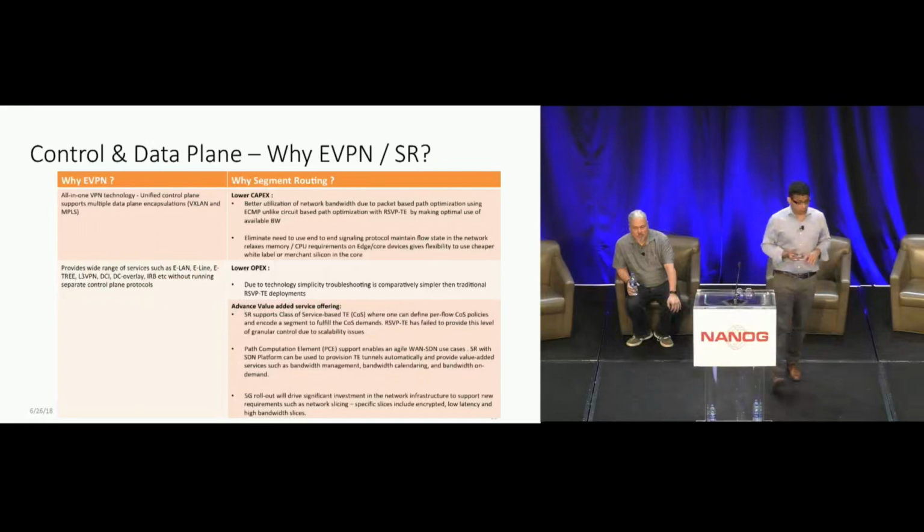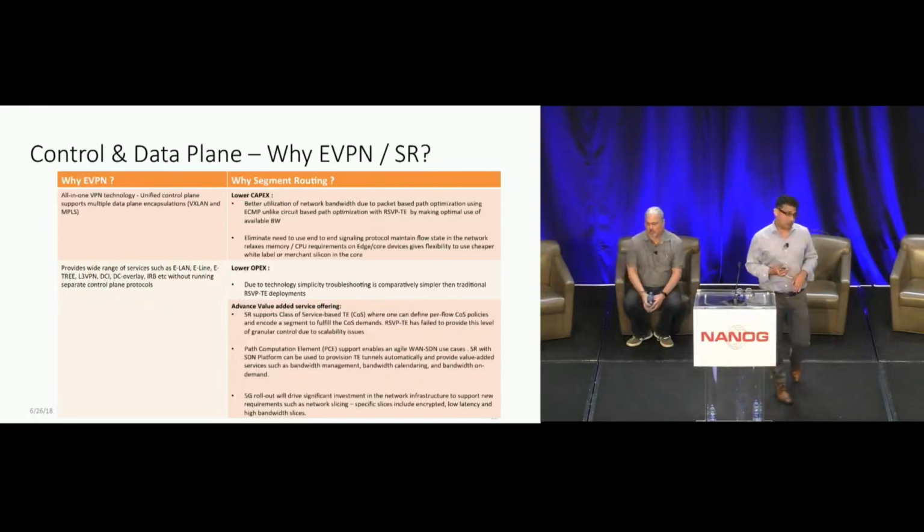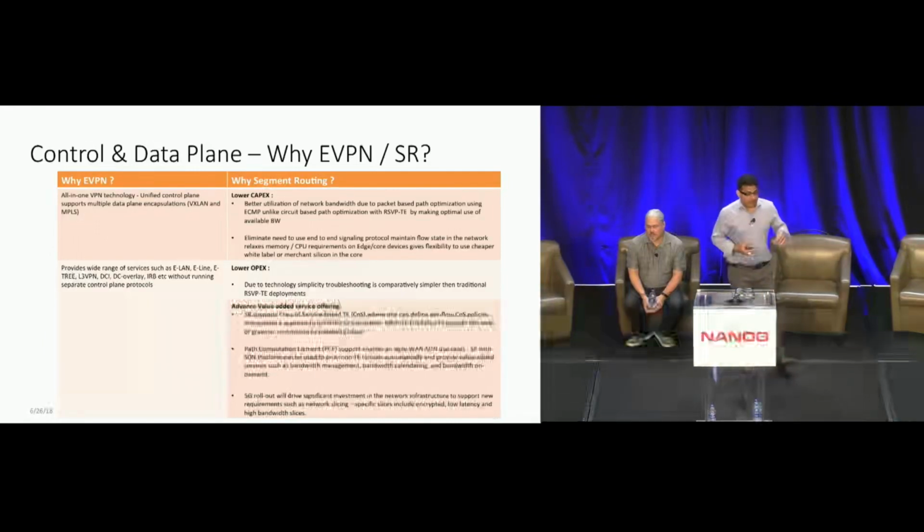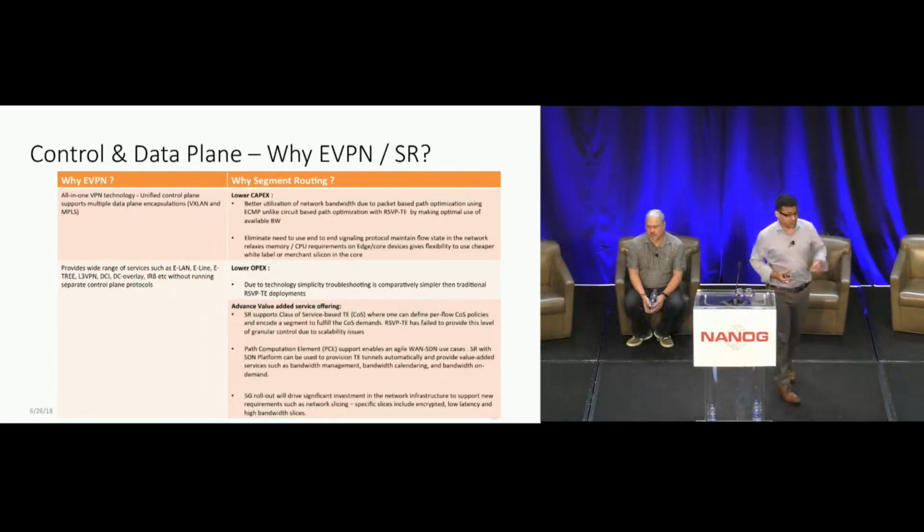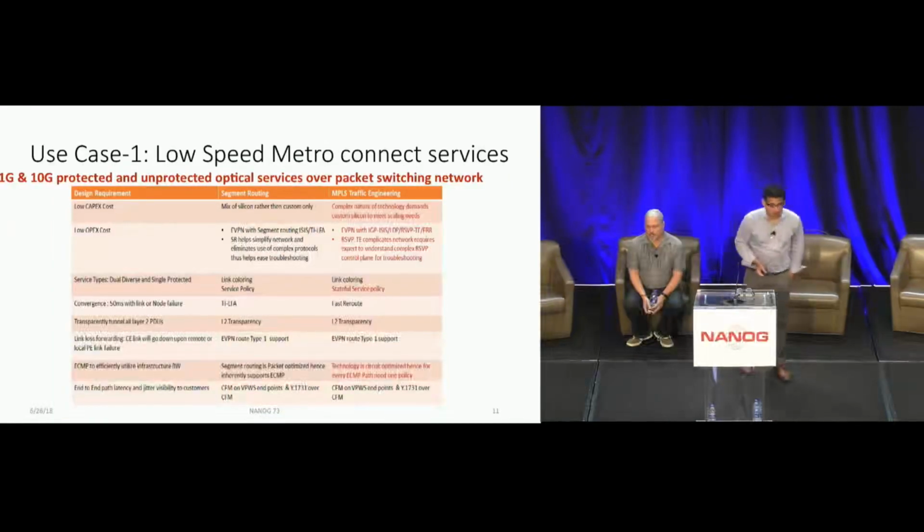So it gives you fine-grained control over how you steer the traffic through your network. The final one is 5G rollout. I previously mentioned that 5G rollout is driving significant investment in network infrastructure. Sooner or later, in a year or two, you will start getting requirements from your customer saying, I want a network slice for low latency, a network slice for an encrypted path, a network slice for a highly available path, right? That is easily achievable with segment routing with low overheads.